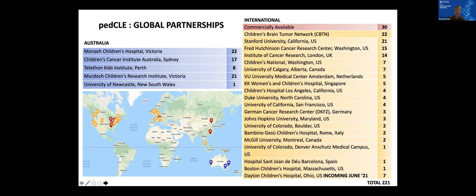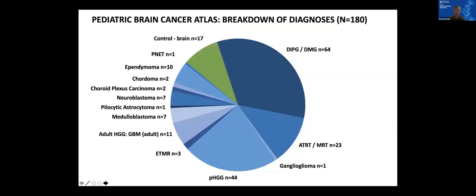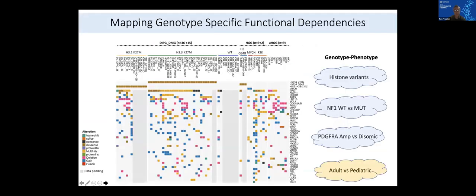You can see we have over 200 different models, and the distribution of our brain cancer models is shown here. We have about 180 pediatric brain cancer models, most of these in the DIPG, DMG cohort, ATRTs, hemispheric gliomas, ETMRs, and a few of the rarer subtypes of brain cancers, along with 17 fibroblast lines that were established directly from brain cancer biopsies. The importance of having these numbers is being able to do specific genotype-phenotype analyses along the molecularly defined subtypes of pediatric brain cancers.